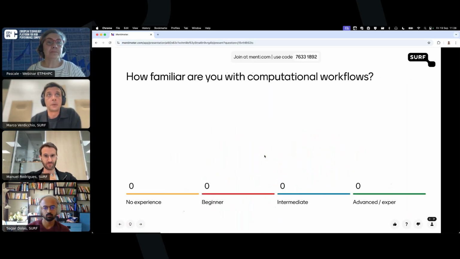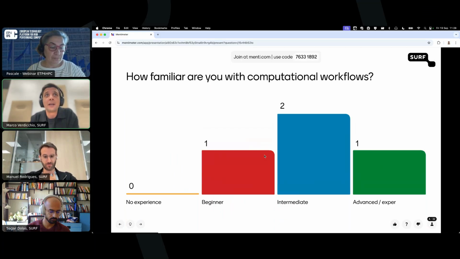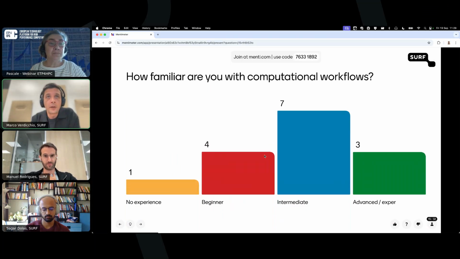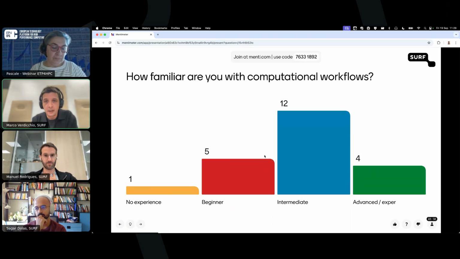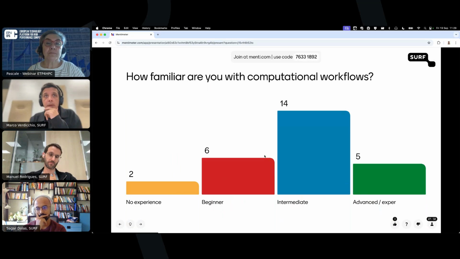Let's move on. Let's get more into the workflow topic. How familiar are you with computational workflows? If you don't work with them and don't have experience, we had that option as well. This also helps us understand if the targeted group is more advanced or beginners. Very nice distribution.